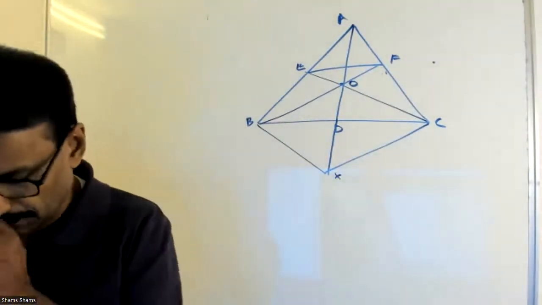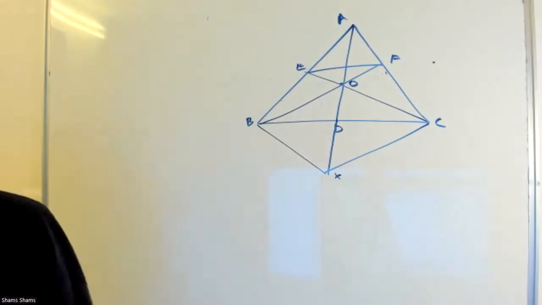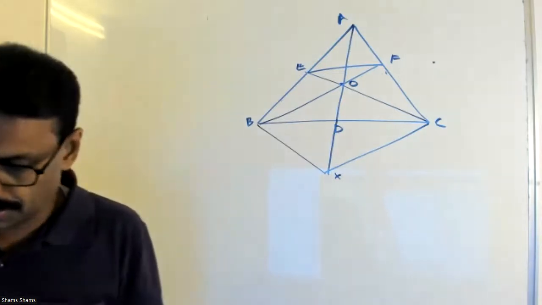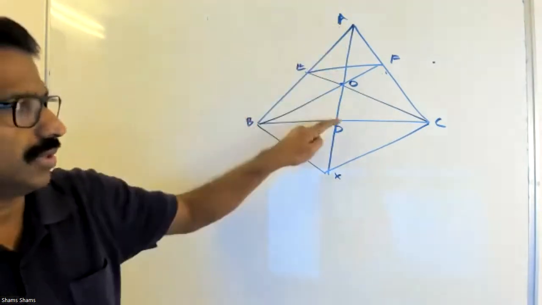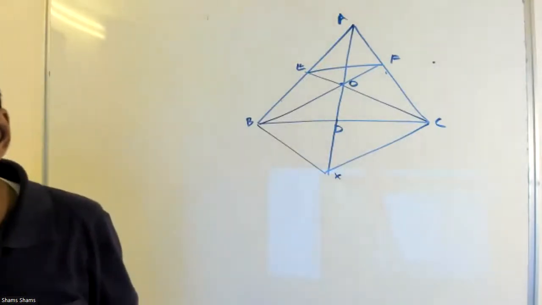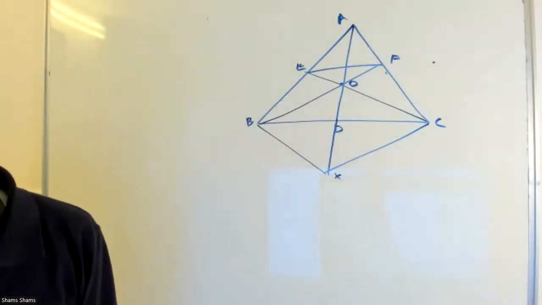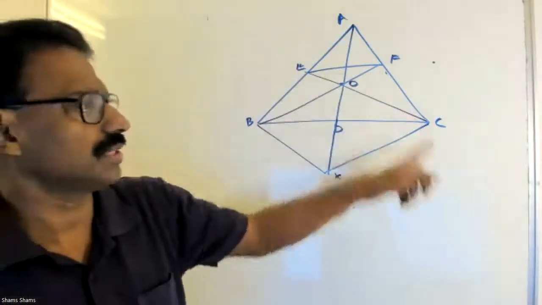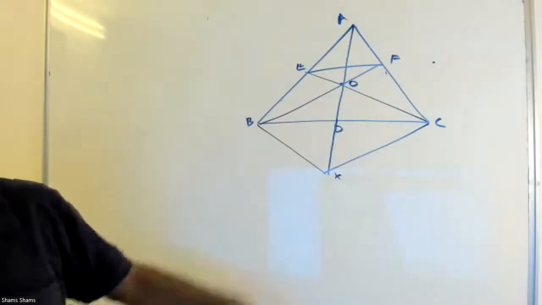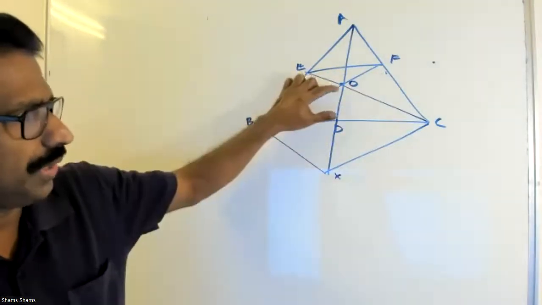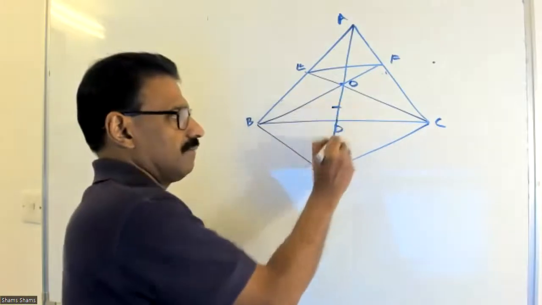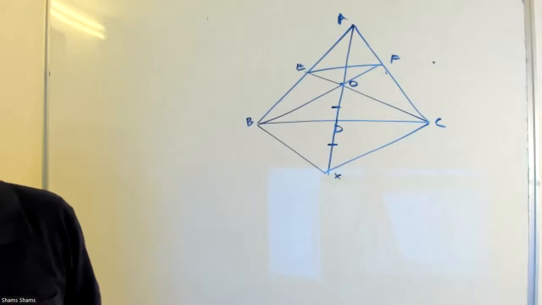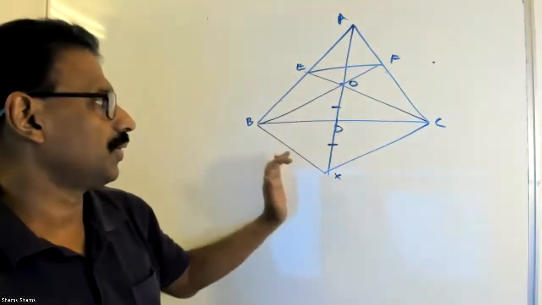The question, listen out. After drawing, just listen. I'll explain this question. Question again, I'll read. Listen. AD is a median, so D is the midpoint. On AD, BO and CO produced intersect at E and F respectively. Now AD is produced to X such that OD equal to DX. Prove that EF parallel to BC.